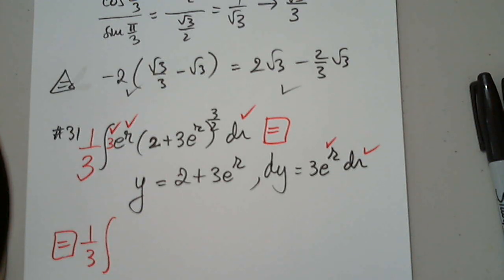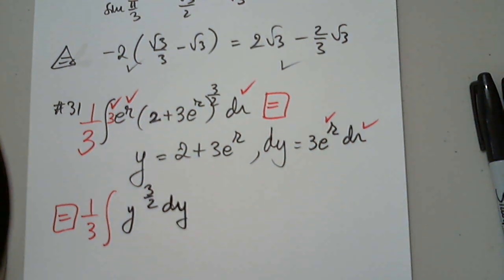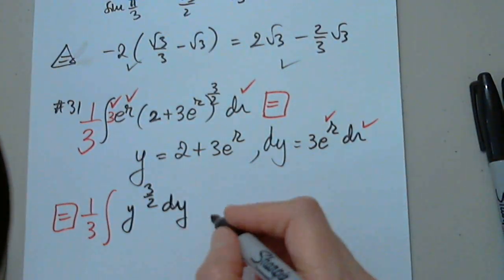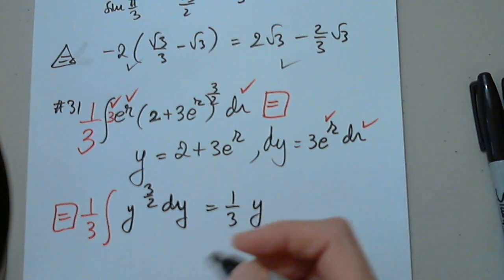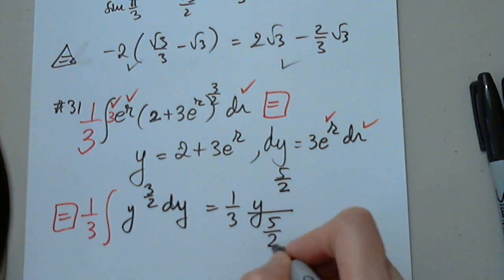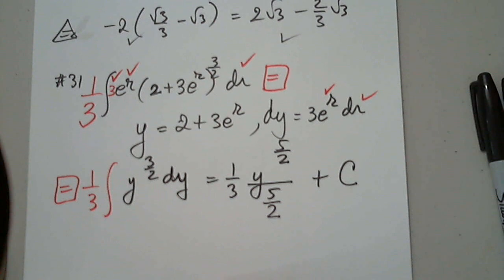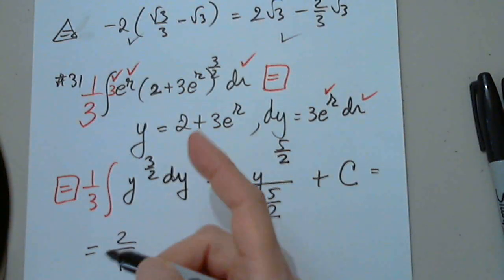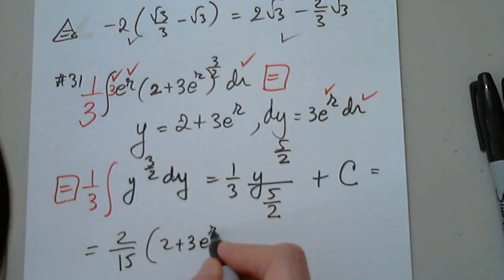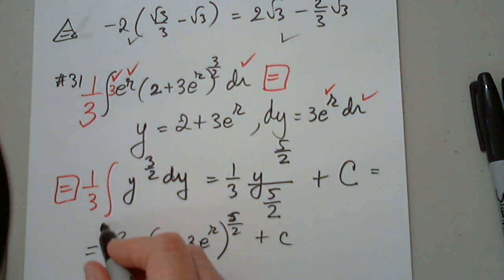Anyone? Y to the 3/2 dr. You mean dy? Yes. Very powerful. Good. Awesome. That's it. So this is 1/3 times y to the 3/2 plus 1, which is 5/2. And remember, we have to divide by exactly the same number. Since it's indefinite, I have to write plus a constant c, and it's not done. I will flip and get 2 over 15. And now I have to go back to the substitution and write 2 plus 3 e to the r to 5/2 plus c. And this is the final.